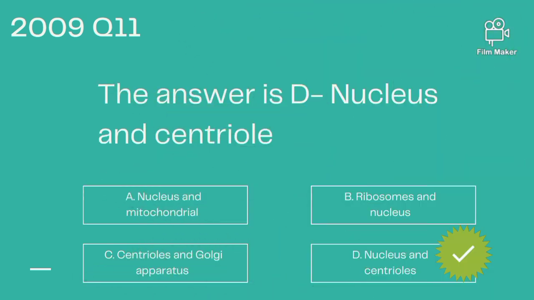The nucleus is one of the major organelles involved in cell division. It divides into two to produce two daughter cells. The centriole also is important in the formation of the spindle fiber during cell division. All other organelles listed here are not involved: in option A, mitochondria is not involved in cell division; in option B, ribosomes is not involved in cell division; and in option C, the Golgi apparatus is not involved in cell division.